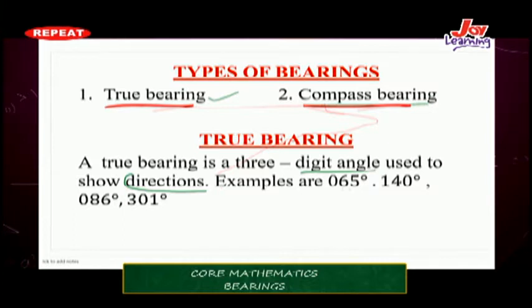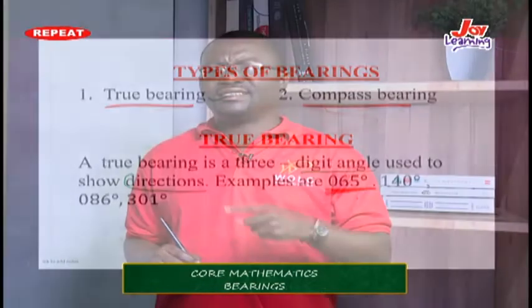Examples are, I have 065. Actually, 065 should have been 65 degrees. But because true bearing is what? A 3-digit angle that will be used to show direction, I've put 0 in front. 065. Make sure it's a 3-digit angle.